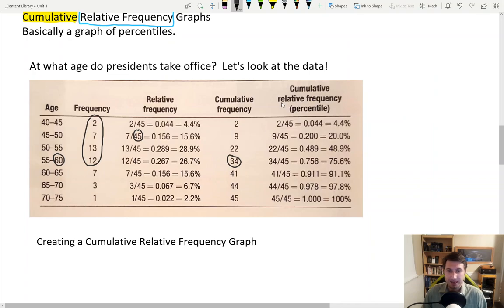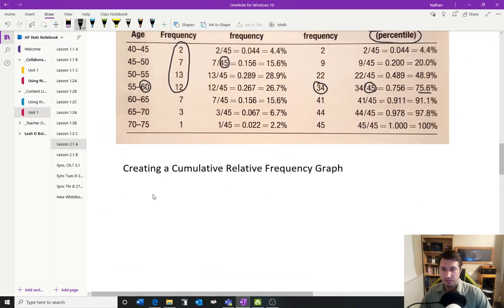Well, now we just got to add the word relative into that. We take this number and we divide it by the total to turn it into a percent. So 34 presidents took office before the age of 60. Or I could say 75.6% of presidents took office before the age of 60. So that is a cumulative relative frequency, also known as a percentile. And so now all we got to do is turn that into a graph, which I don't have here.